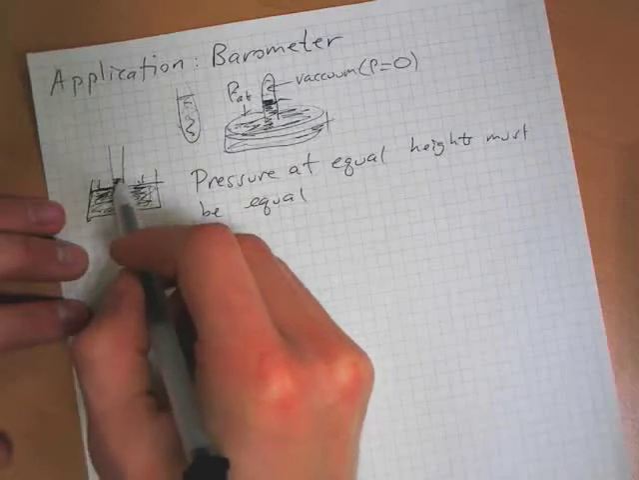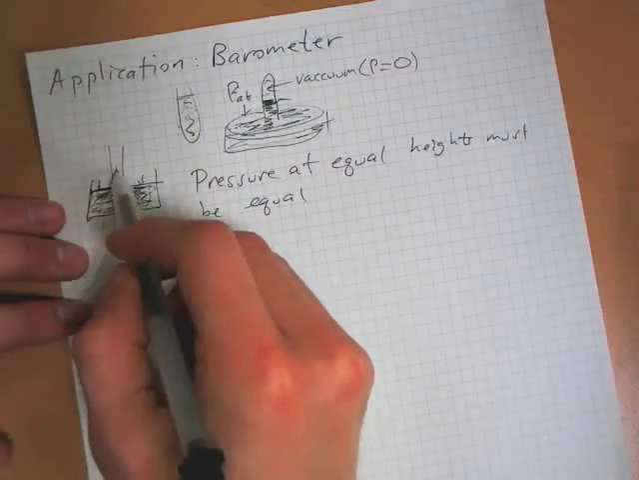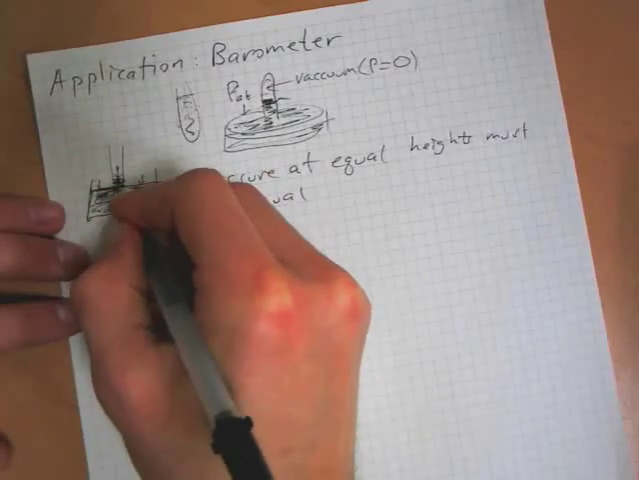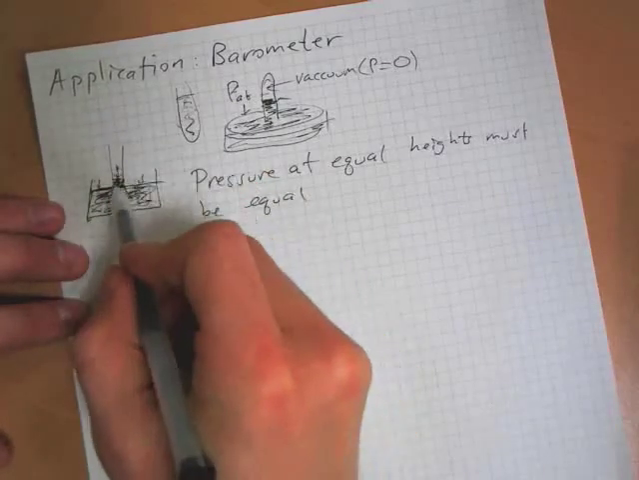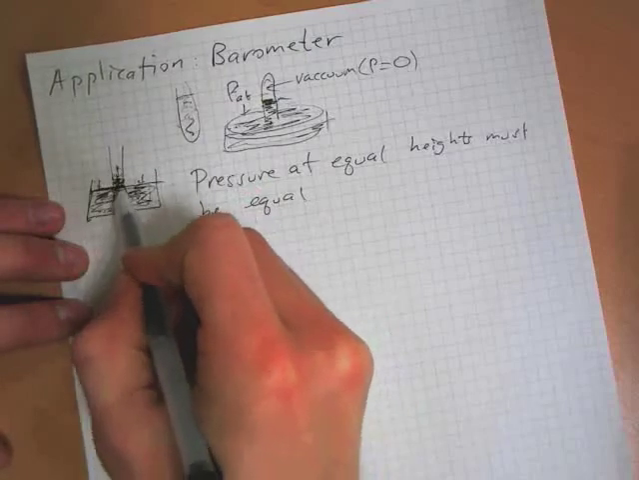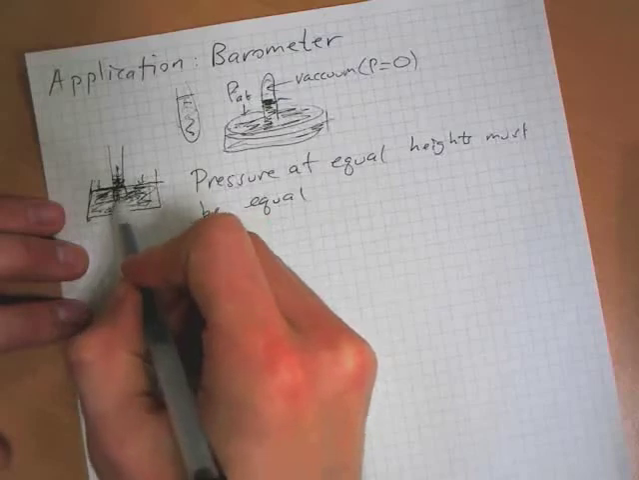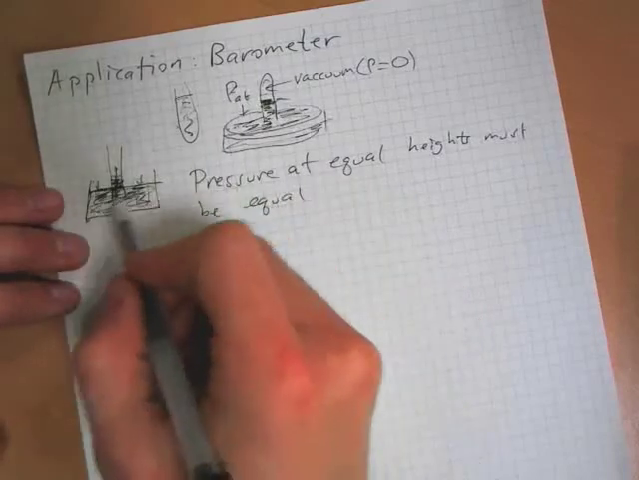Likewise, if there was greater pressure at this point right here inside the tube than there was outside the tube, then the liquid would tend to flow out because there would be a net force on it. So the pressure has to equalize, right?